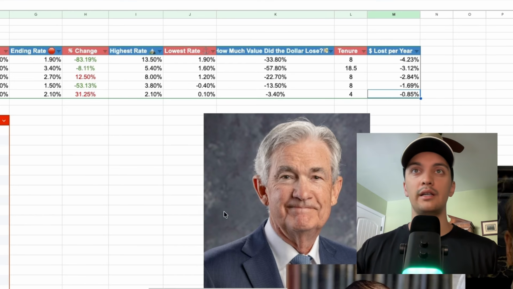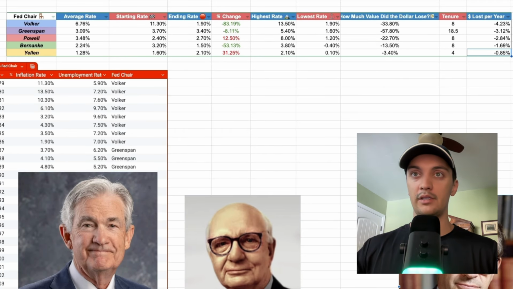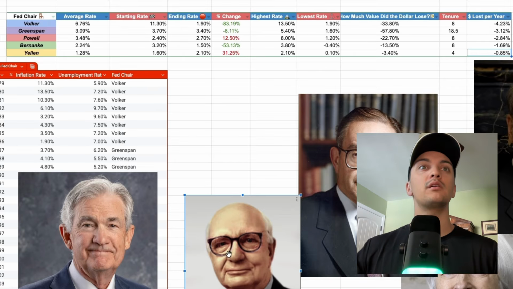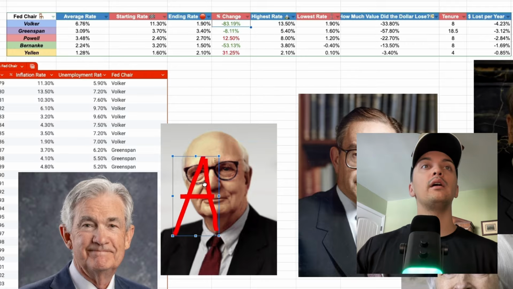I'm going to now try to give them a score, a grade. And it's going to be very subjective. And so definitely let me know how you would rank this, how you would score them. But let's start with Volcker. So if I'm his teacher and I see that Volcker started with a rate of 11.3% and finished at 1.9, decreased it by 83%, I got to give that really high marks there. He started with a bad situation and made it a lot better. I'm giving Volcker an A.